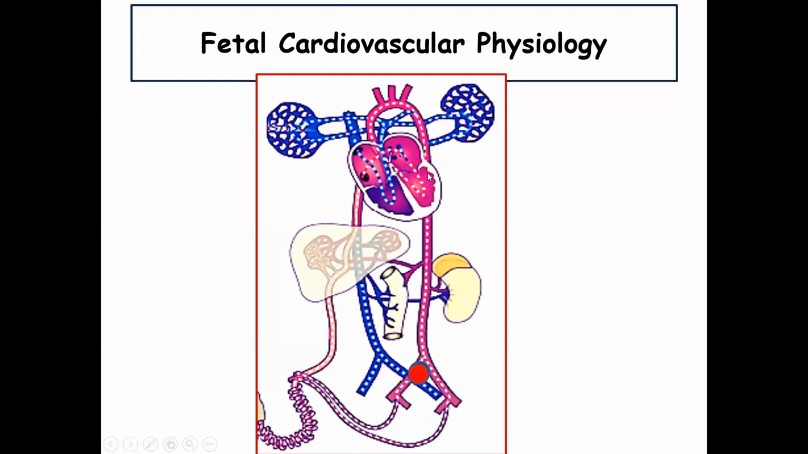So this ultimately reaches the aorta, and then the mix of the oxygenated blood from the left ventricle and the deoxygenated blood from the right ventricle then goes selectively to the lower half of the body.